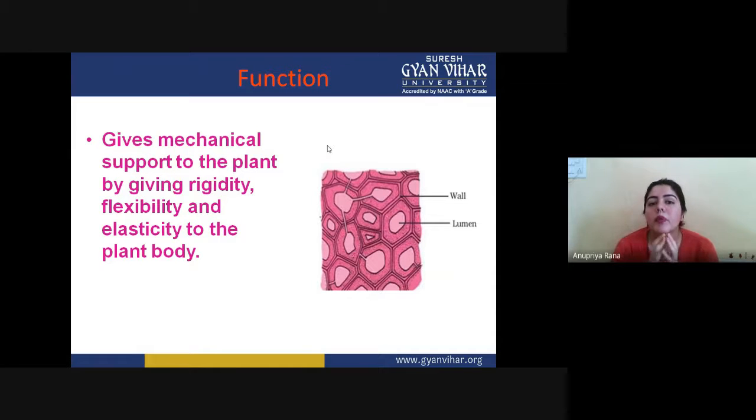So basically, they protect the plant. They protect against any kind of harm from the outside to the inner side. So this is a very important role that this tissue plays inside the plant body. You can see here they have this thickened wall with a very reduced lumen inside them.